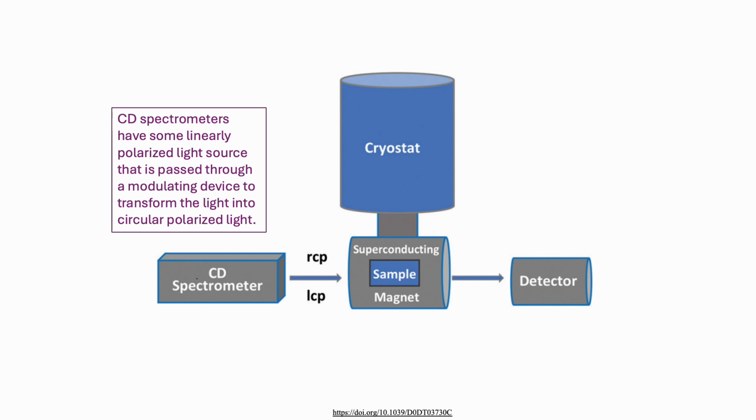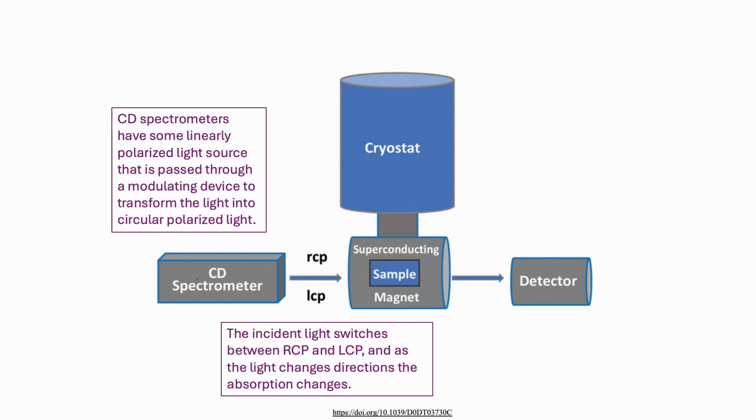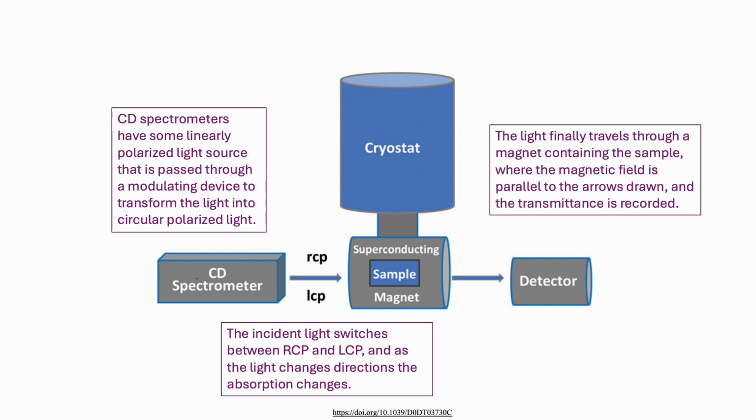They normally have some kind of linearly polarized light source that is passed through a modulating device to transform the light into circularly polarized light. So that's our RCP and LCP, right circularly polarized and left circularly polarized light, and it just swaps between them. And as the light changes directions, the absorption will change as well. And then we can pass the light through our sample, which is in the magnet. So our magnetic field is actually going to be parallel to our light arrows drawn, and the transmittance is then recorded by our detector.